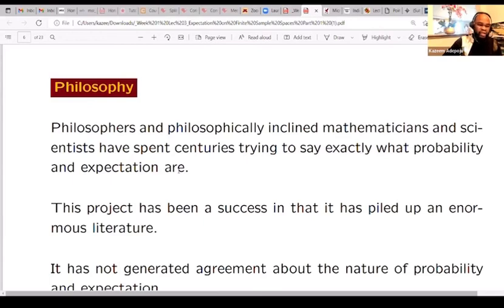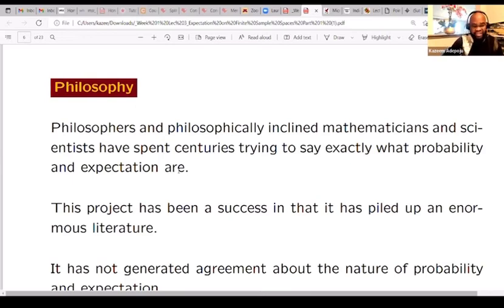Philosophy actually means the love of wisdom. We basically want to know the perception of philosophers about probability and the expectations that we just talked about. We also want to know the perceptions of mathematicians about what we're doing, about expectations and probabilities. We also want to know the perception of statisticians. When we say expectation, what do we actually mean?